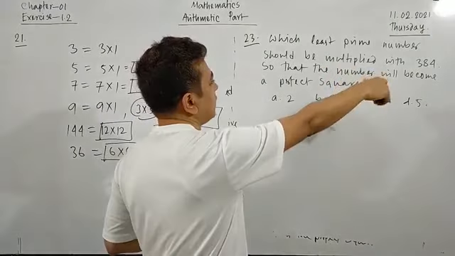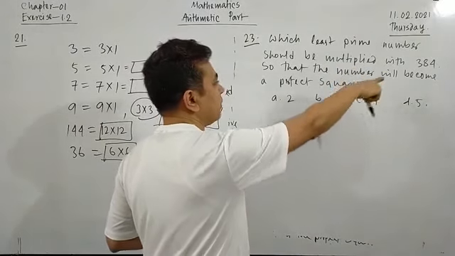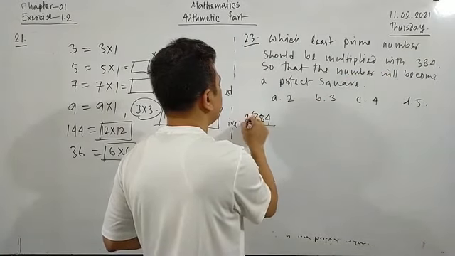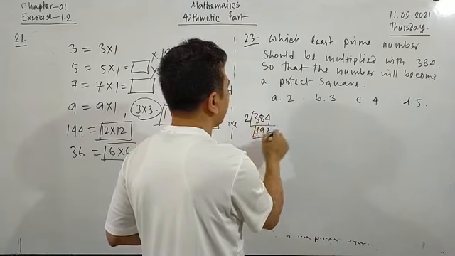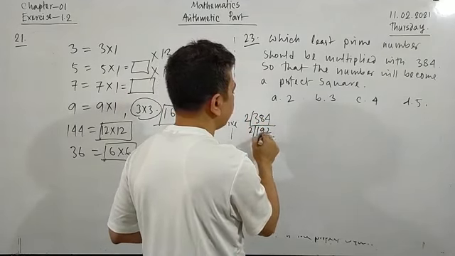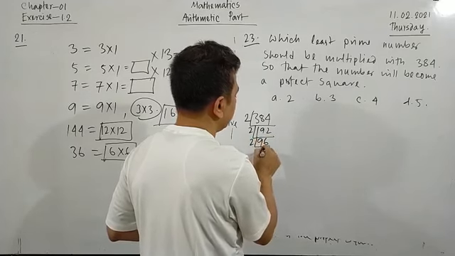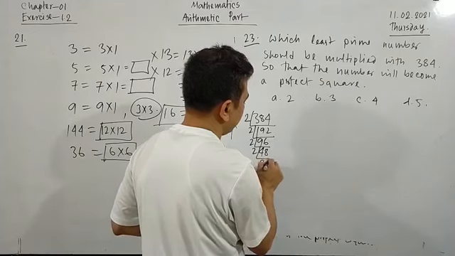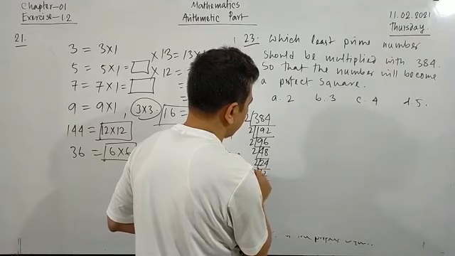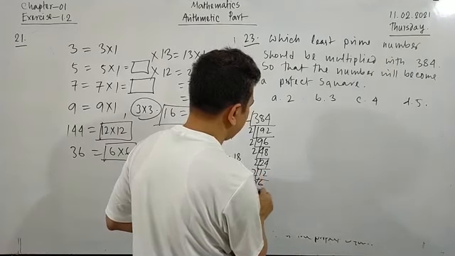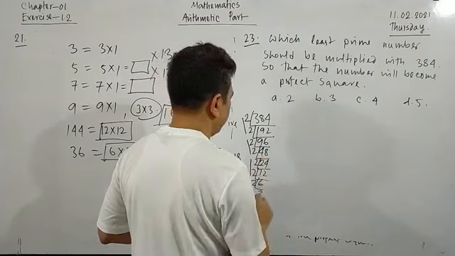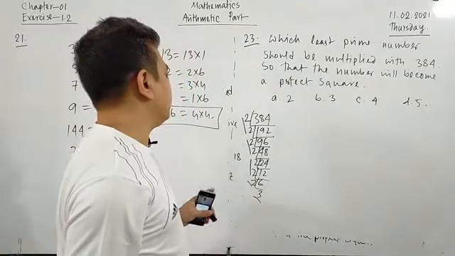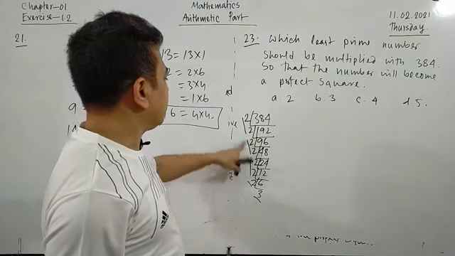So how can we find this? What is 384? 384 divided by 2 is 192. Again by 2 is 96. Again by 2 is 48. Again by 2 is 24. Again 2, it is 12. 2, it is 6. 2, it is 3. So one pair, two pair, three pair, and here is 2 and 3 left. So we have to multiply it by 2 and 3.